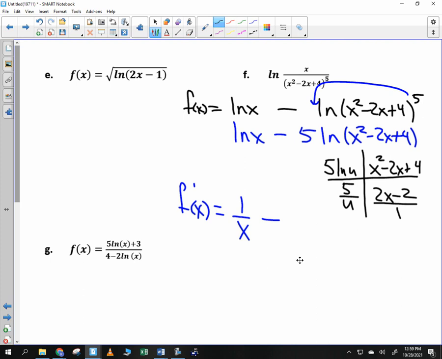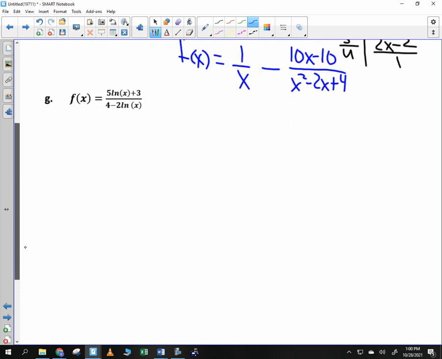I'm going to write it over 1 just so we can see it. I multiply these 2 together. So what are you going to get in the top? Yep, 10x minus 10. Good. And in the bottom, x squared minus 2x plus 4. Good. Definitely a lot better than setting up the chain rule right away, because then we would have like the quotient rule, right? You can see how involved that would get, right? So logarithms are super, super cool that way.